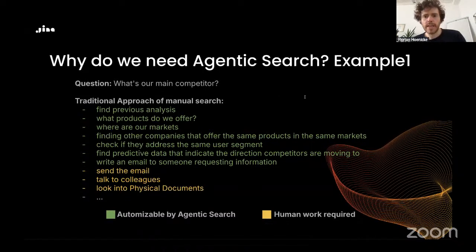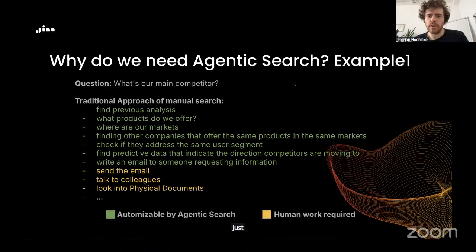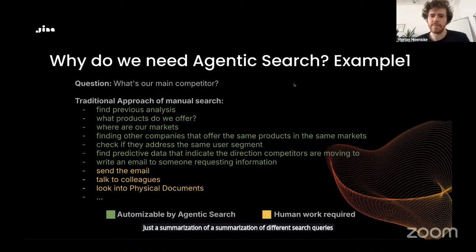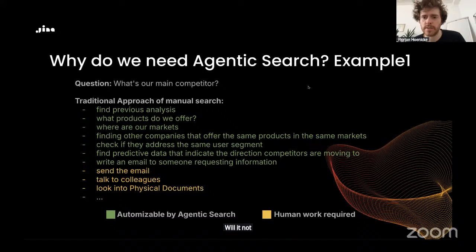Do you use any similarity metric to generate these documents? To generate these documents, maybe you could clarify. We'll first go with the next question. Does the summarization of different search queries happen in LLM? Will it not increase token size?